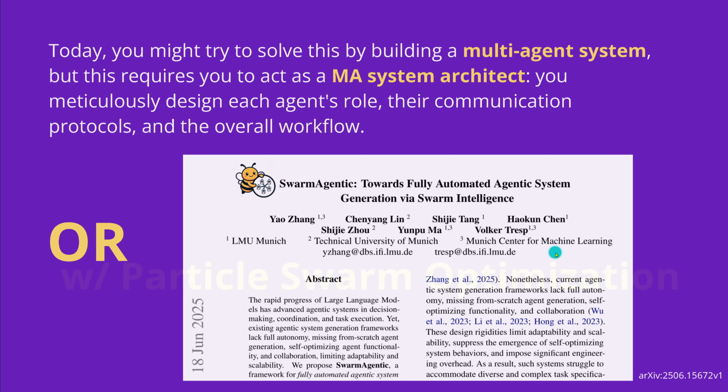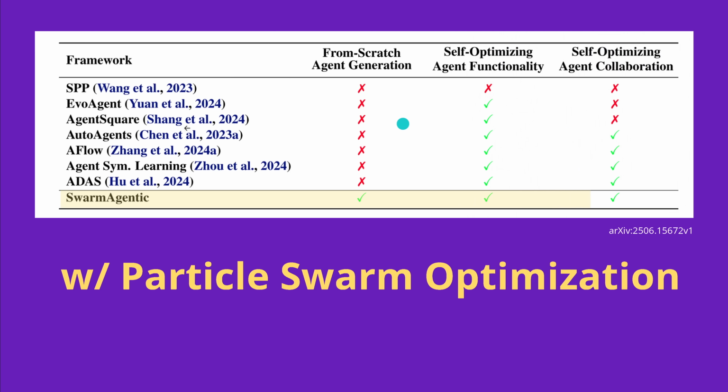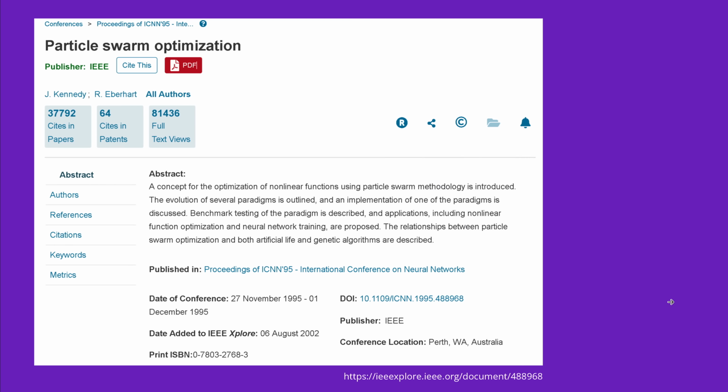How beautiful is this? Now, if you compare this new SwarmAgentic method to all the other swarm intelligence solutions, you see they have one characteristic feature. They have from-scratch agent generation in a multi-agent system, and they use, from theoretical physics, the particle swarm optimization methodology. Let me introduce you to this.